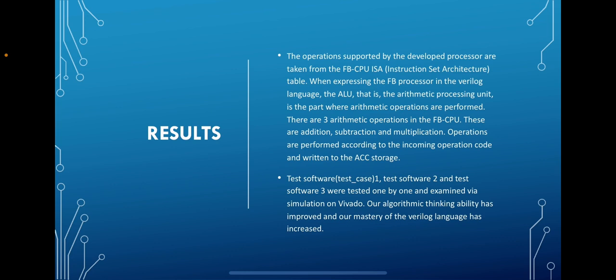Results. The operations supported by the developed processor are taken from the FB CPU ISA table. When expressing the FB processor in the Verilog language, the ALU, that is the arithmetic logic unit, is the part where arithmetic operations are performed. There are 3 arithmetic operations in the FB CPU. These are addition, subtraction, and multiplication. Operations are performed according to the incoming operation code and written to ACC storage.